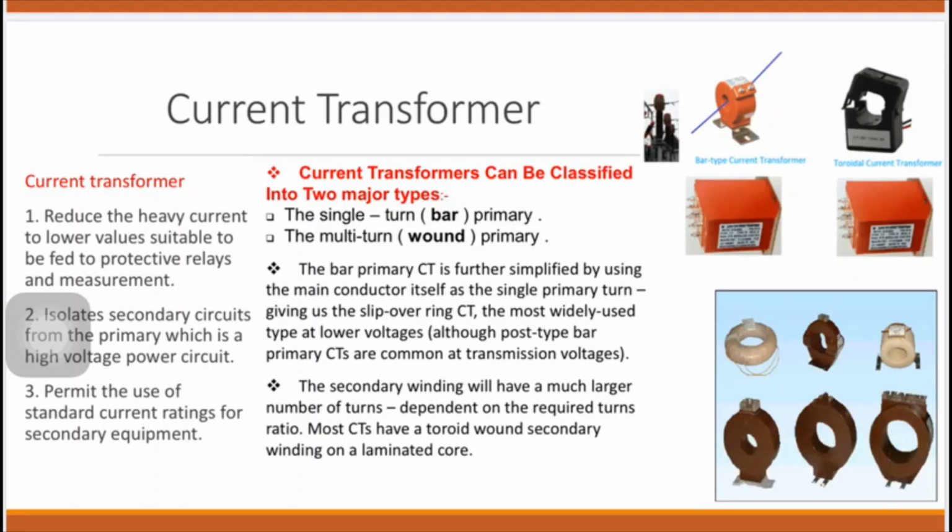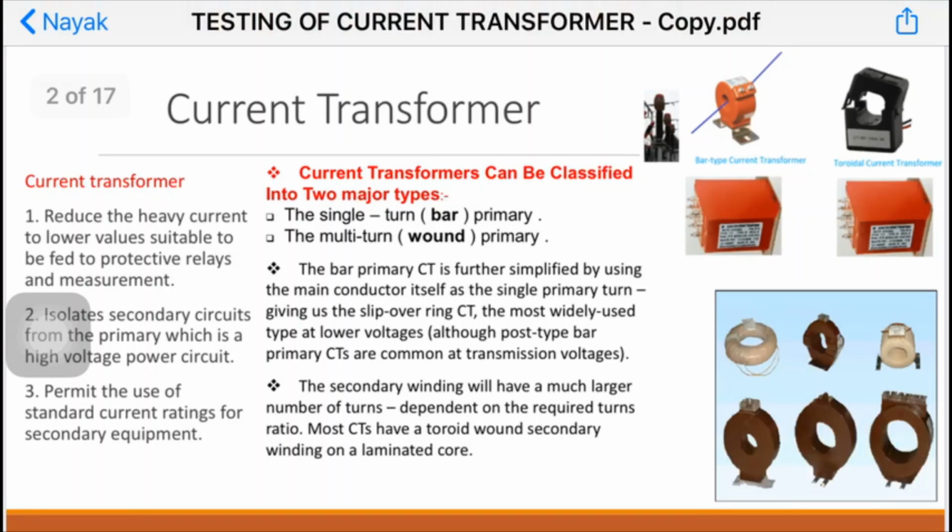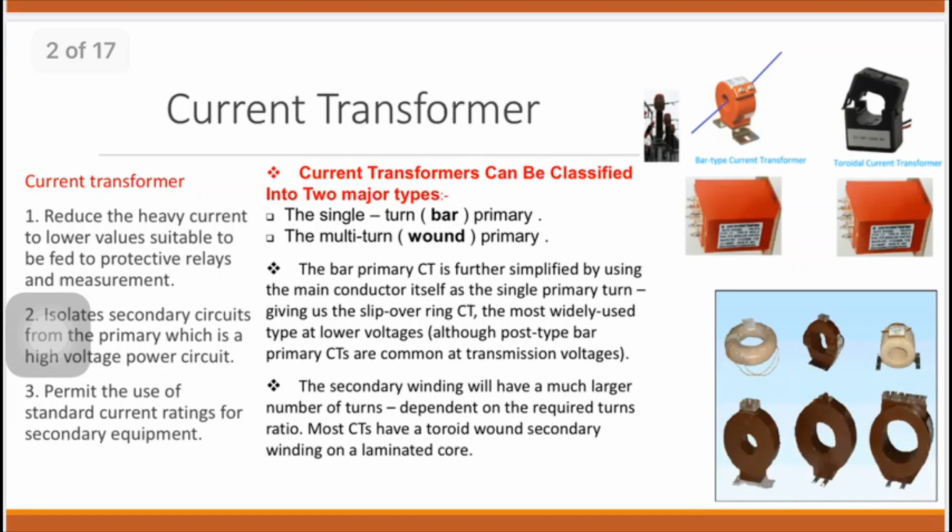Another thing is that the current transformer isolates the secondary from the primary circuit. The primary circuit is, for example, a 66 kV line whose current we want to measure. If a 66 kV CT is installed, there is isolation between the primary circuit and the secondary circuit.